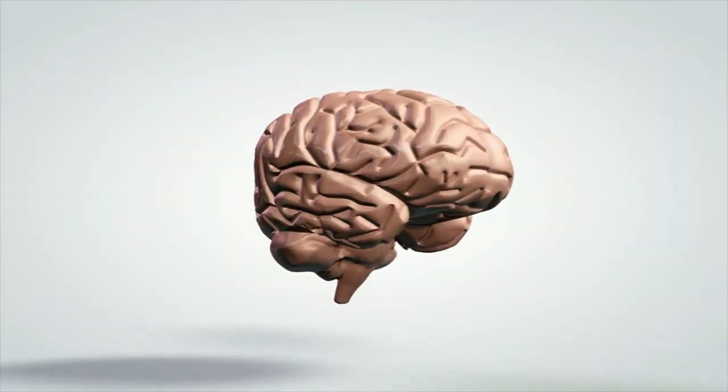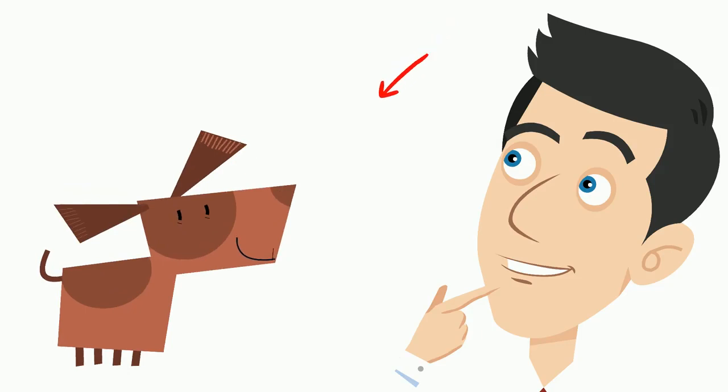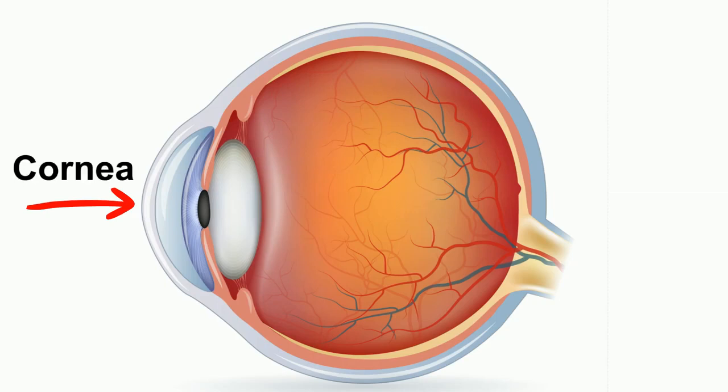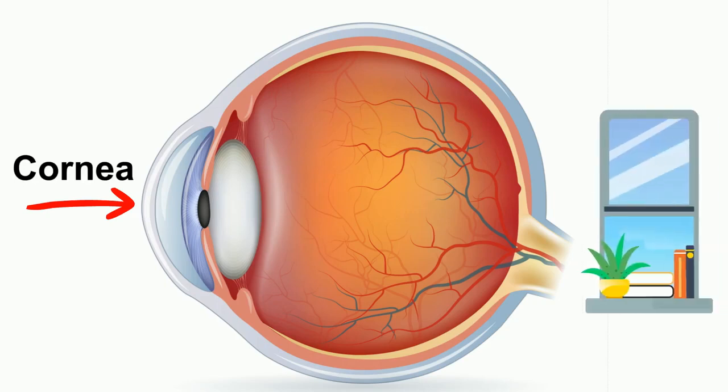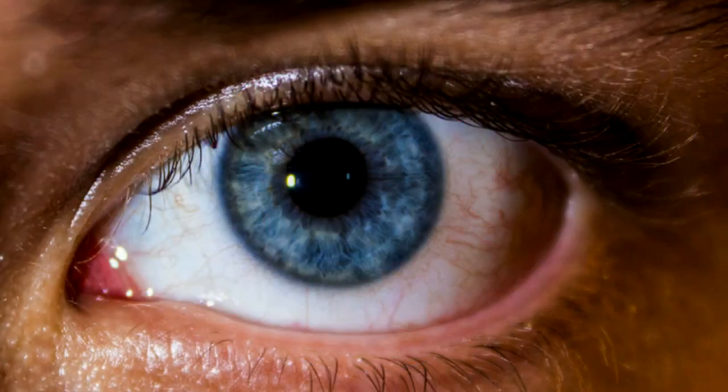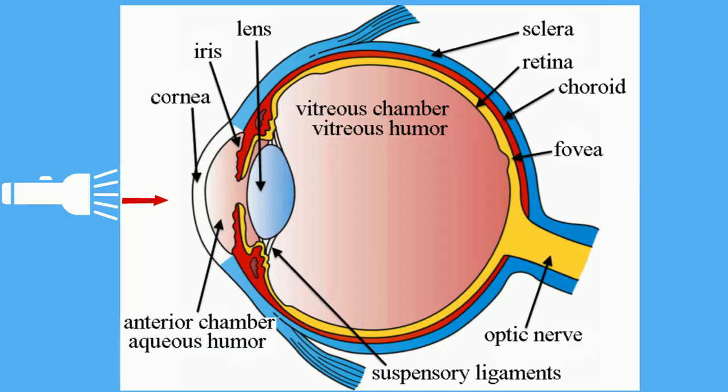When rays of light bounce off an object like a dog, they first strike your eyes and pass through a structure known as the cornea. Your cornea is a clear membrane, much like a window, and covers the front of your eyes. As light passes through the cornea, it then passes through a fluid-filled chamber and reaches the pupil. The pupil is an opening through which light enters the eye.